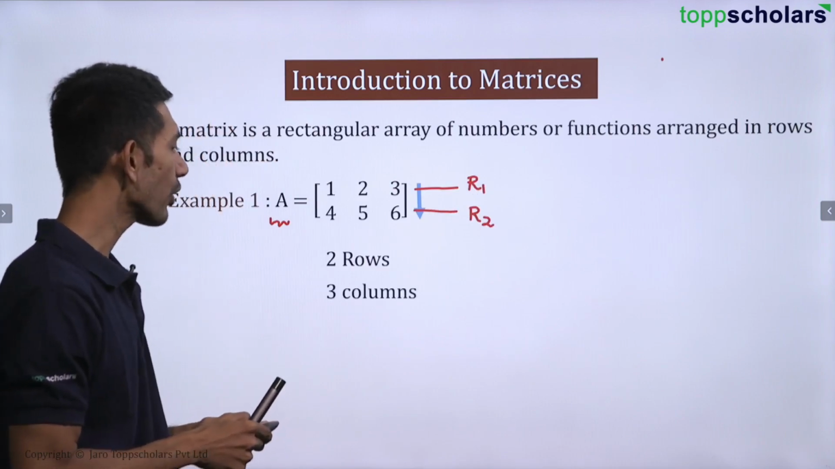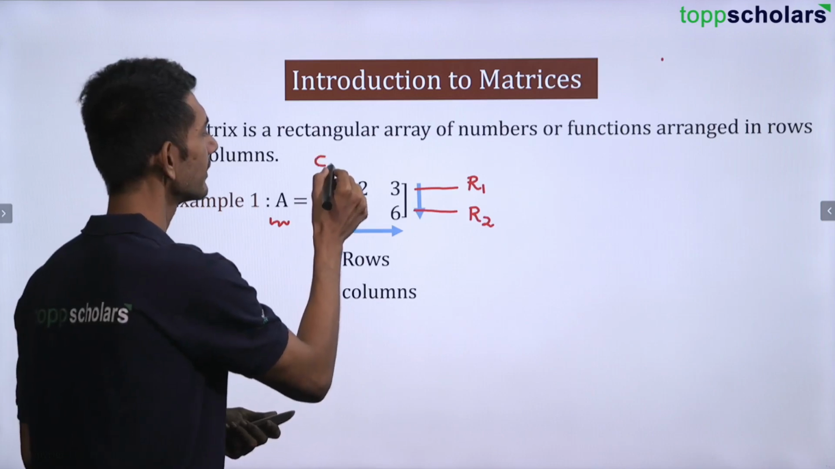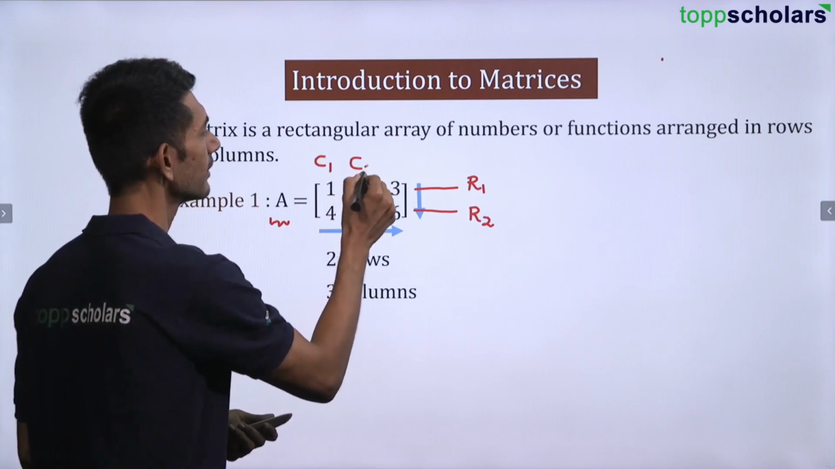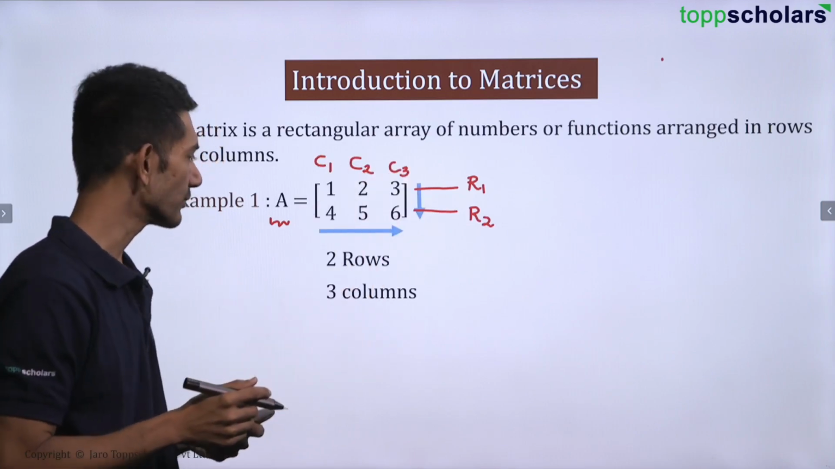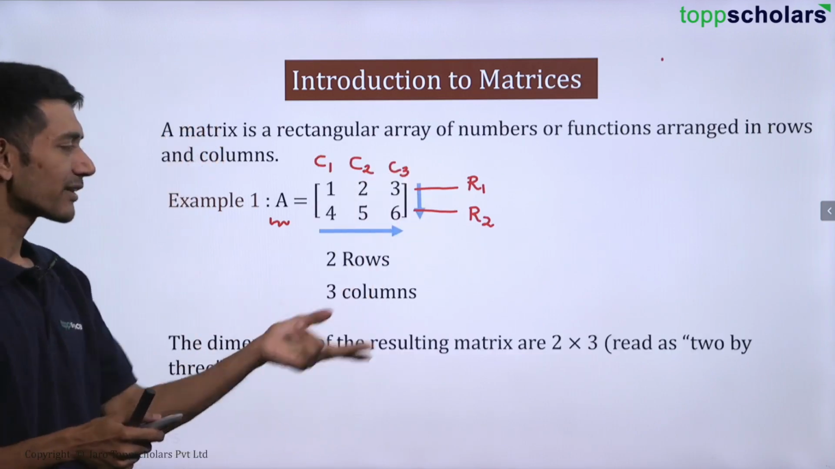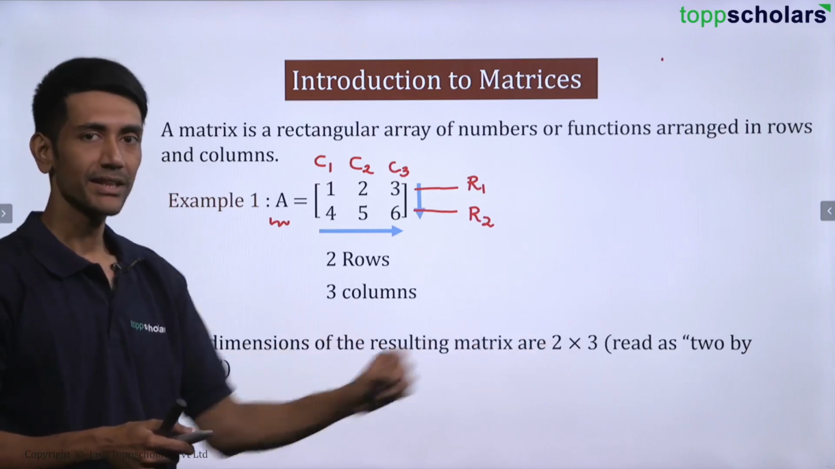And then we have how many columns? We have 3 columns, isn't it? So you can call this C1, C2, C3. So 2 rows and 3 columns, right? The dimensions of the resulting matrix are 2 by 3. So we read it as 2 by 3, right?